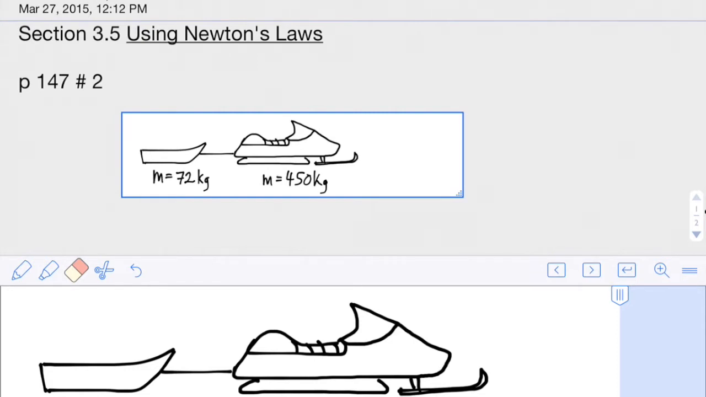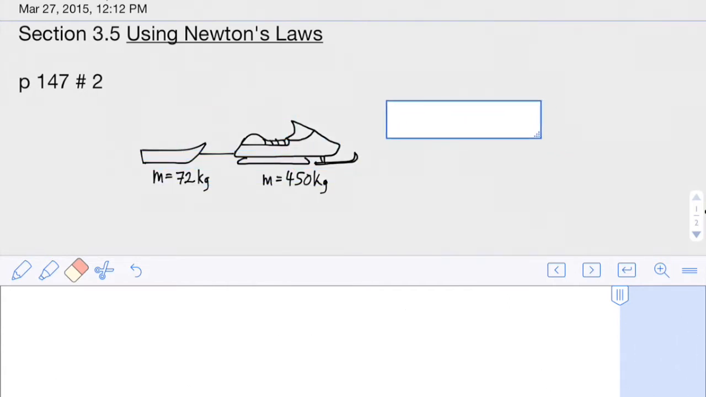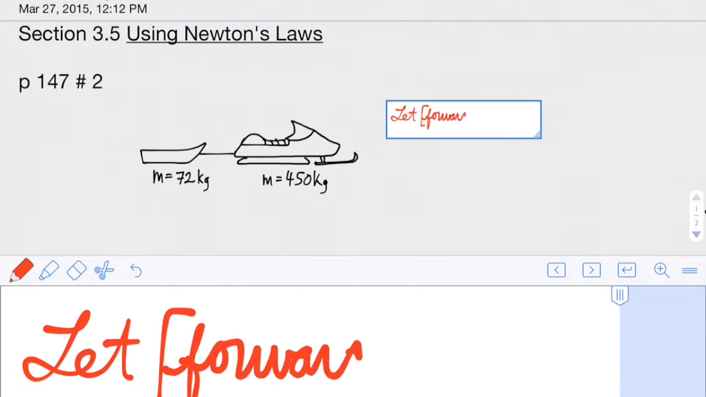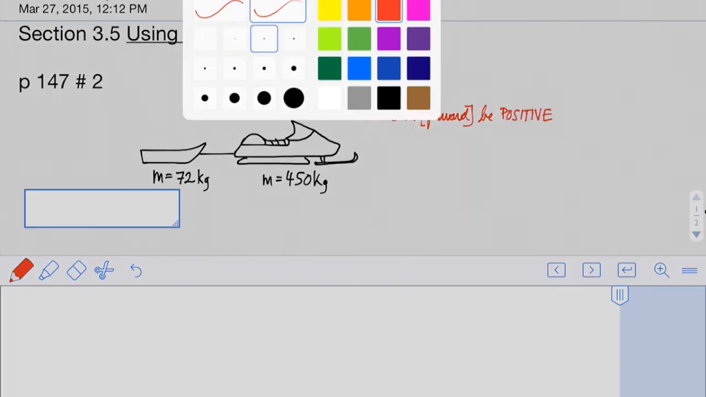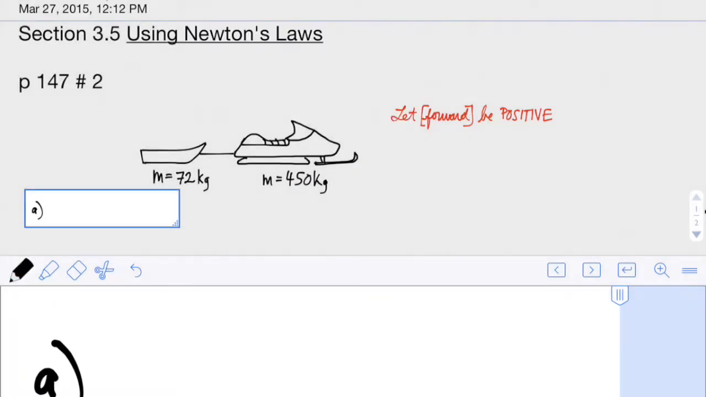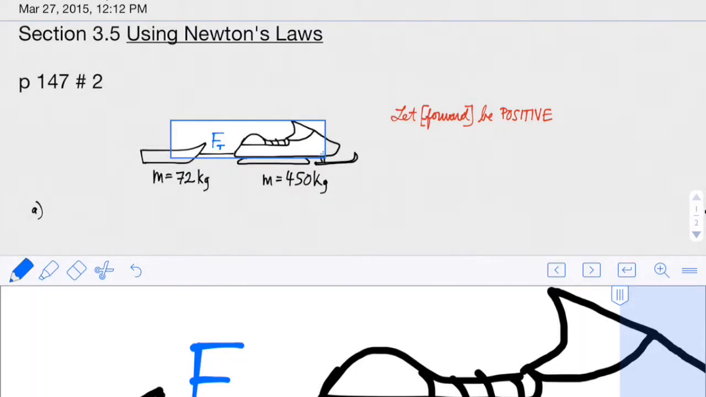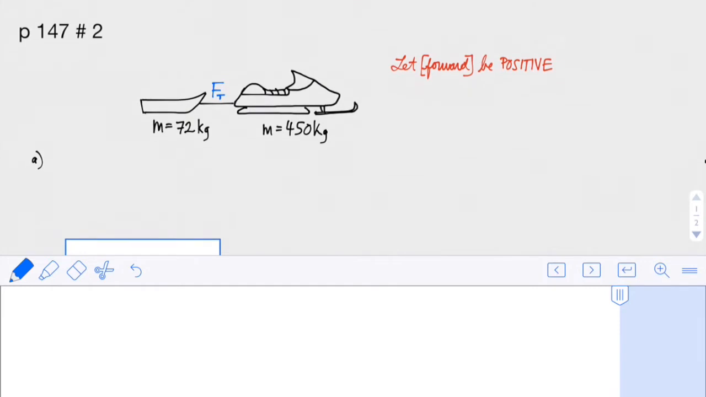Before we begin, we're going to let forward be positive, as indicated in the question. So we'll write this statement: let forward be positive. And we can start by determining the tension in this rope here. So we actually want to find the force of tension. In order to do so, I'm going to draw a free body diagram of the sled.